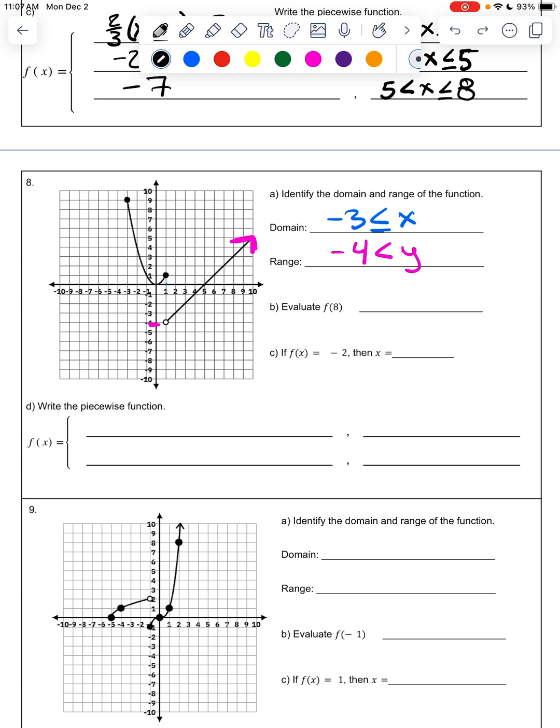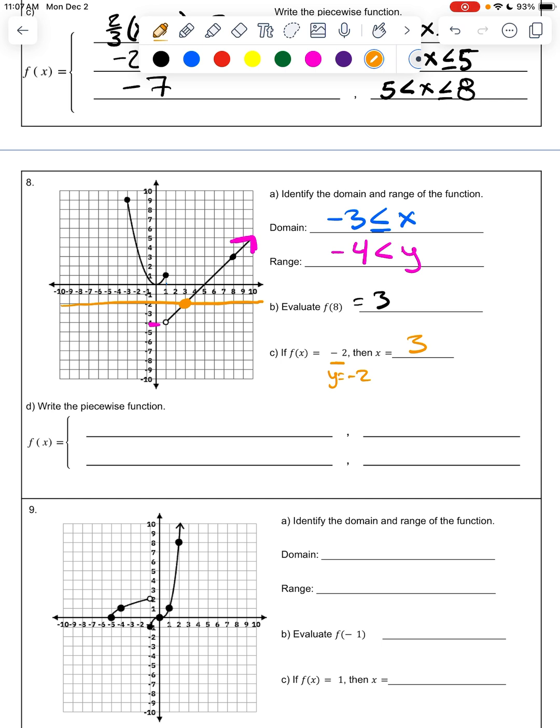All right, f of 8. X equals 8. What's the height? It's 3. And then C says, if f of x equals -2, this means that the y value is -2. Where does this graph have a y value of -2? For sake of ease of seeing it, I'm just going to draw a line at y equals -2. Where do they intersect? Right here. That's the only spot that the height is -2. That's when x equals 3.